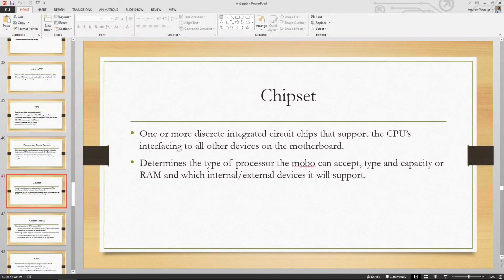So the chipset: you'll commonly hear 32-bit or 64-bit. This is what supports those CPUs. Without this, the CPU would have zero functionality on the actual motherboard itself. It wouldn't be able to do anything. It's an integrated chip on the motherboard that allows the CPU to interface correctly with the motherboard. Another way of saying it, it determines what type of CPU it can use and what devices it will support.